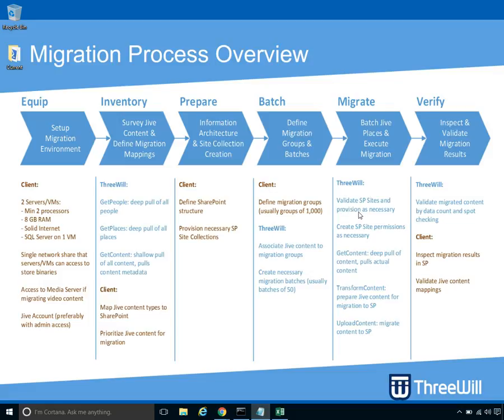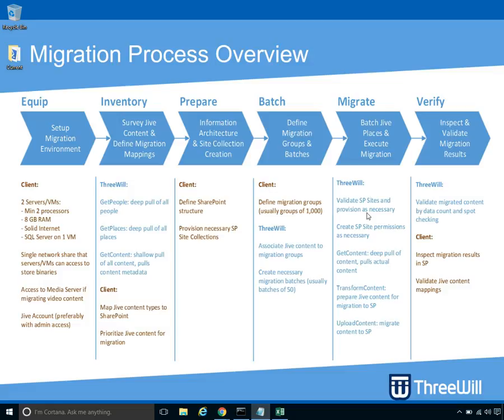And then we move into the migration phase where, okay, we've got everything planned, we've pulled our initial content. Now we need to go through, and there's essentially 4 different commands we do for each of the batches, and that batch of 50 is what applies here. We validate, and if a SharePoint site is not created, we validate to see if it exists.